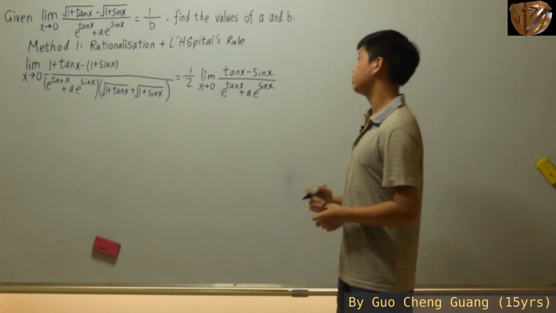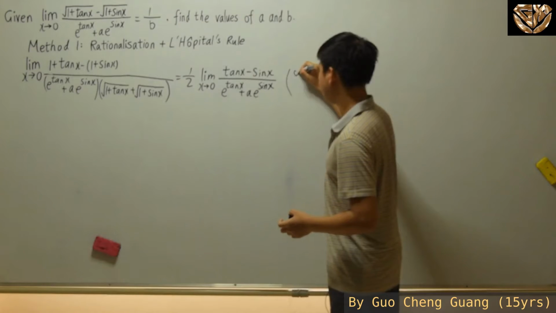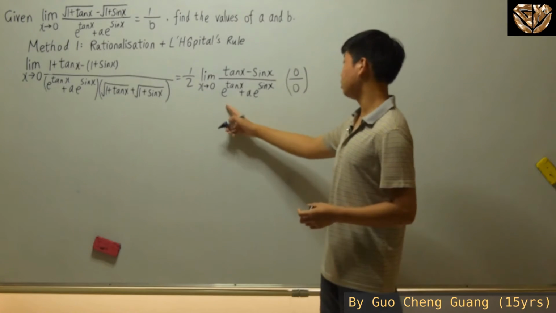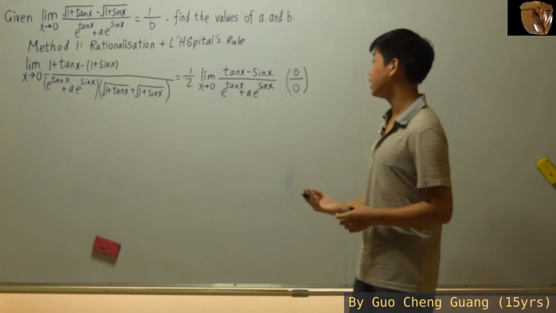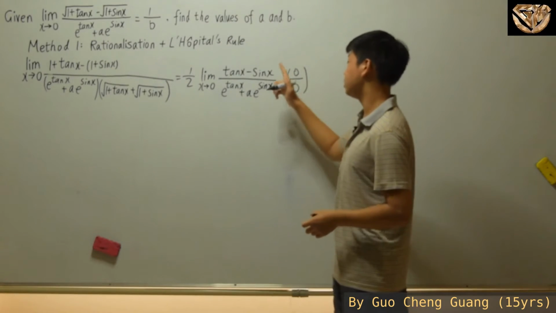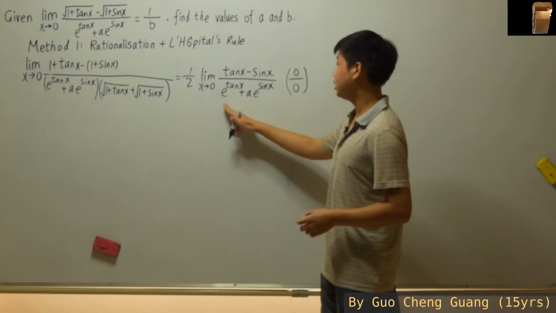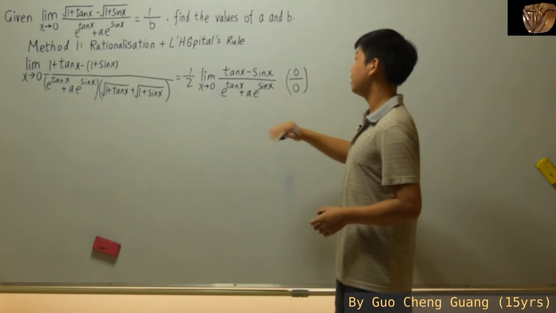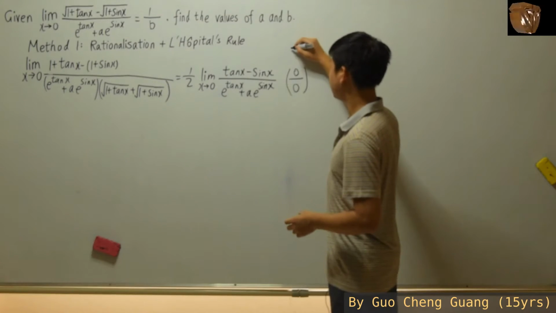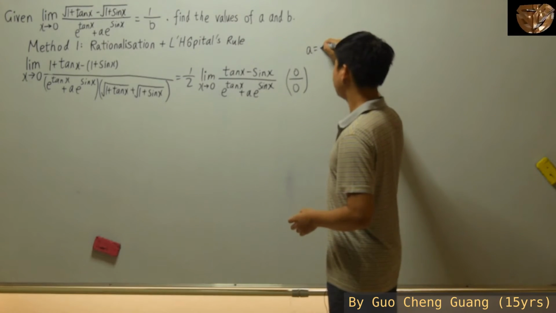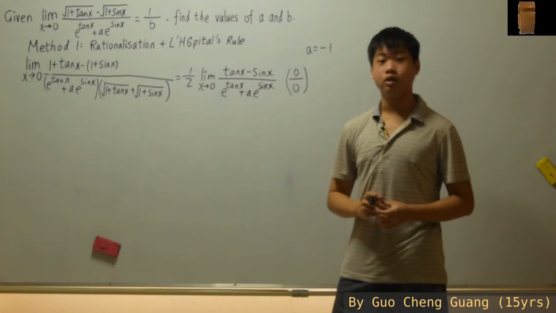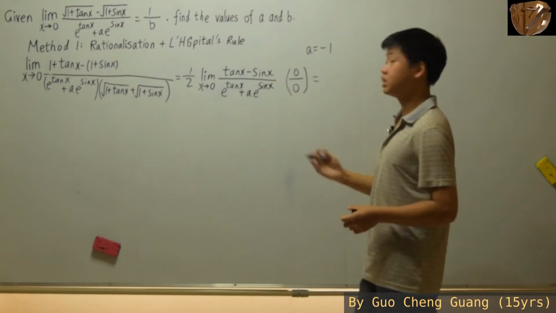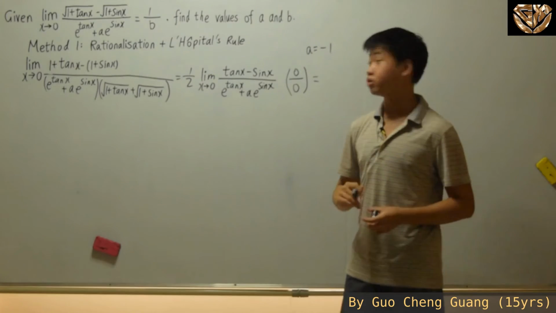Now, in this part, since this has to be a 0 over 0 form, in the denominator you could pretty much tell what a is going to be. When you substitute 0 inside, you're going to have e to the power of 0, which is 1. So 1 plus a, which means from this step, a is actually equal to negative 1. So a is equal to negative 1, but this is also where we use L'Hopital's rule.